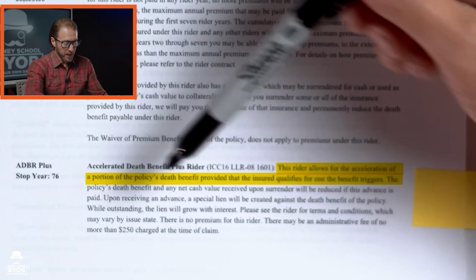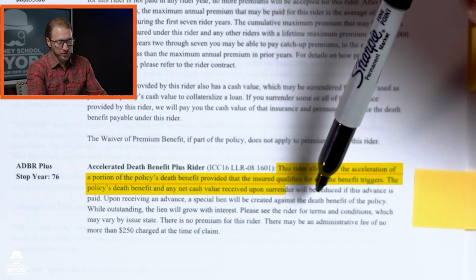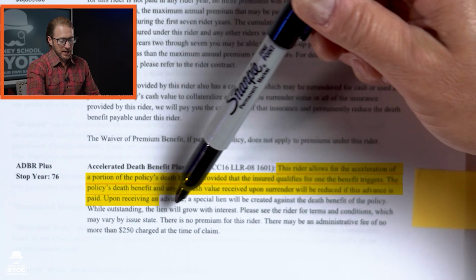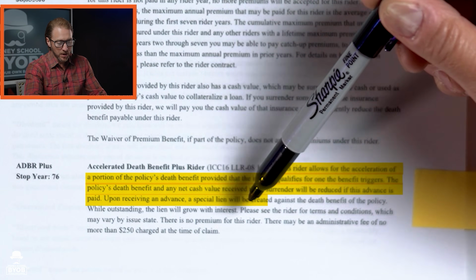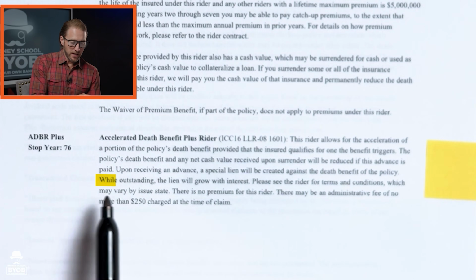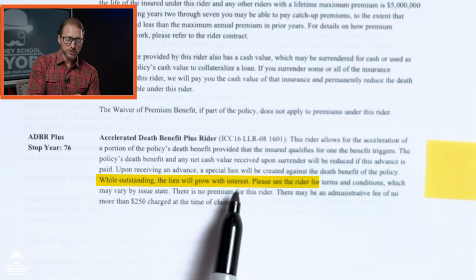Well, right here. The policy's death benefit and any net cash value received upon surrender will be reduced if this advance is paid. Upon receiving an advance, a special lien will be created against the death benefit of the policy. In other words, whatever they advance you in this accelerated death benefit rider would basically create a lien against the full death benefit. So if you died, they'd pay out the net. Does that make sense? While outstanding, the lien will grow with interest. That's another thing to factor. They're going to charge interest on that lien.